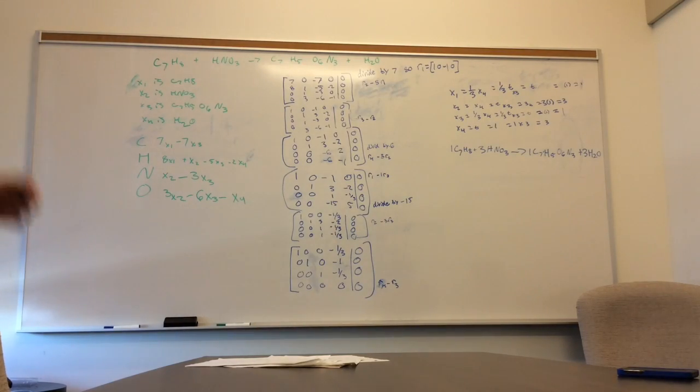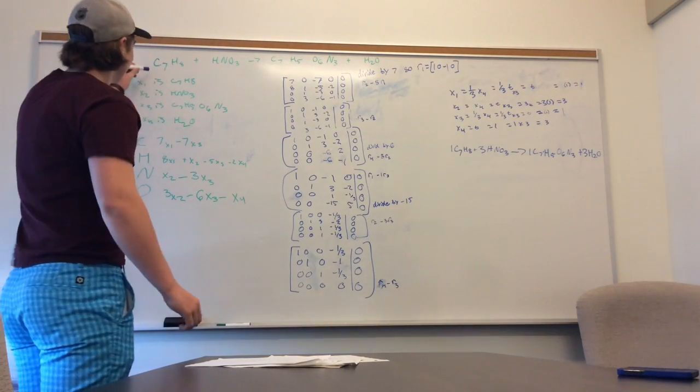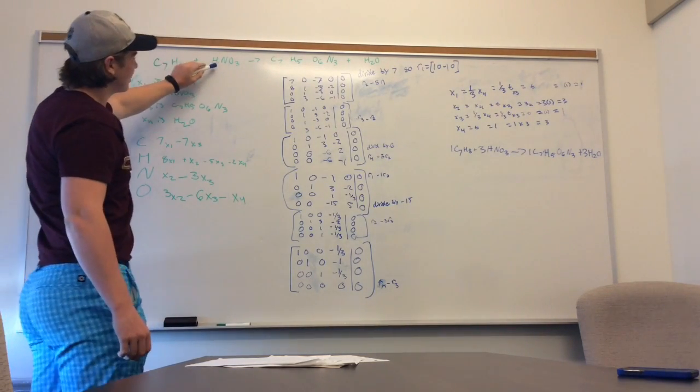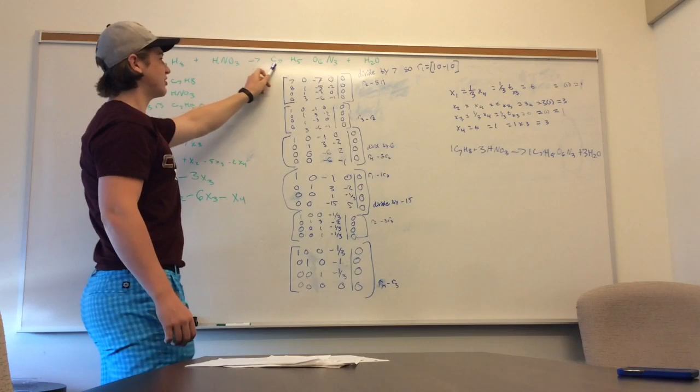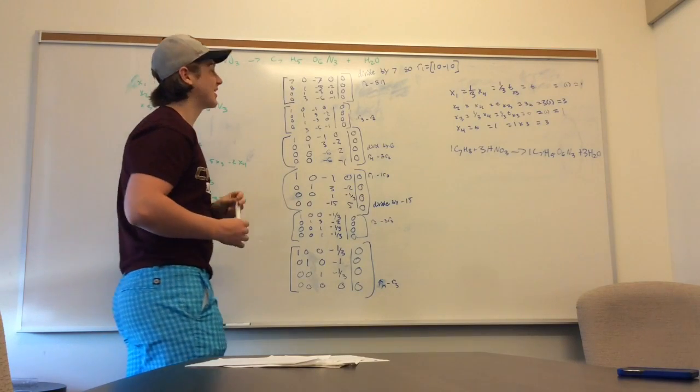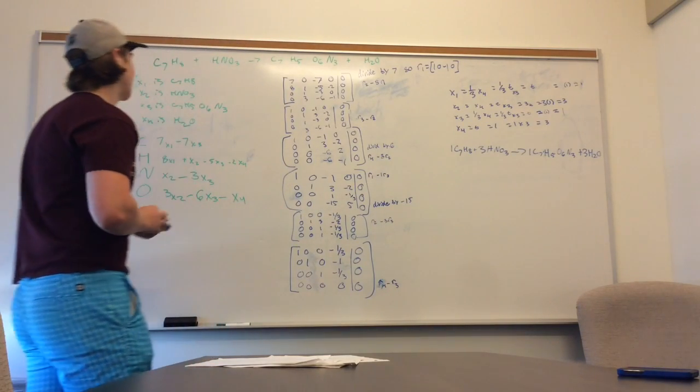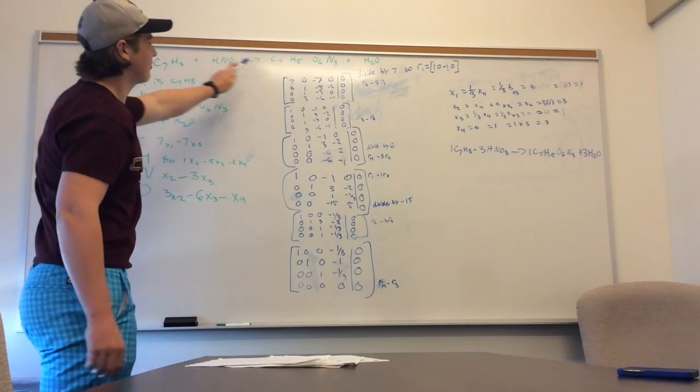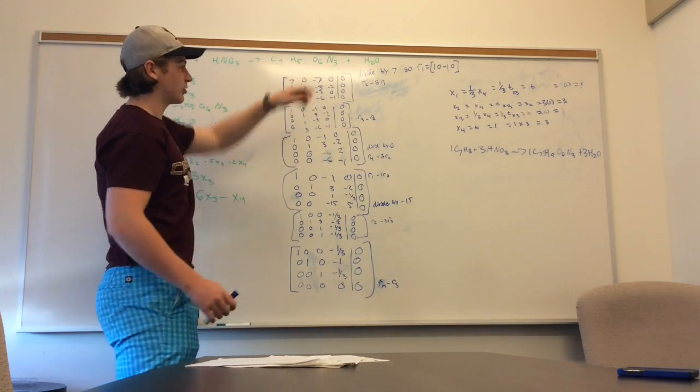Okay, so we're given the equation C7H8 plus HNO3 gives you C7H5O6N3 plus H2O, and we're trying to figure out the coefficients of each term of each molecule so that the equation is equal.